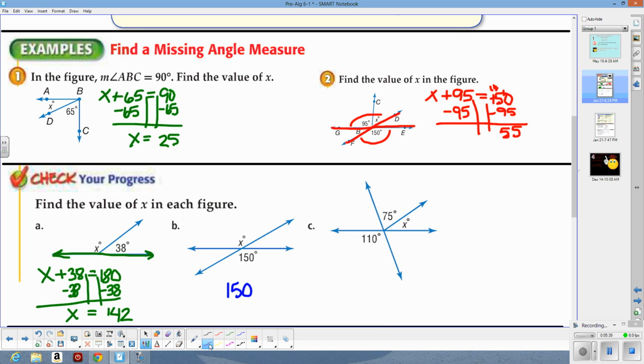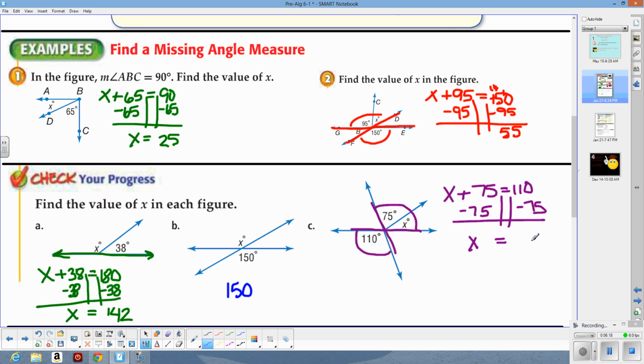Now for example C, we have to look at this a little closely. If I look at these two intersecting lines, this angle and this angle right here are vertical angles. Vertical angles are congruent or the same size. So these two added together need to equal 110. So X plus 75 equals 110. To solve this, you'd subtract 75 from both sides. X equals 35.